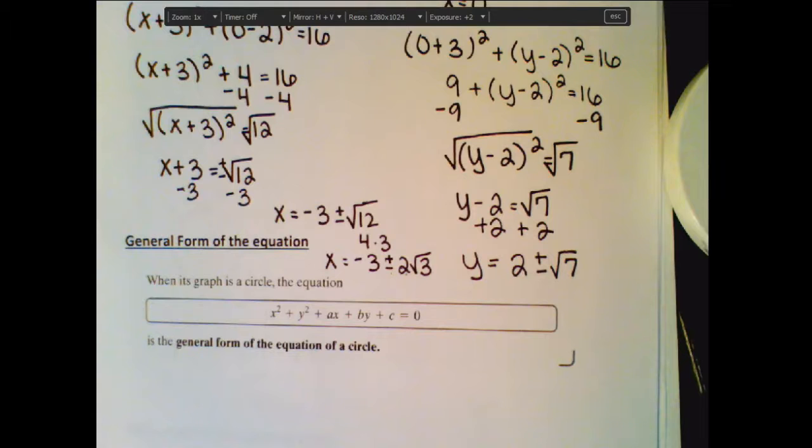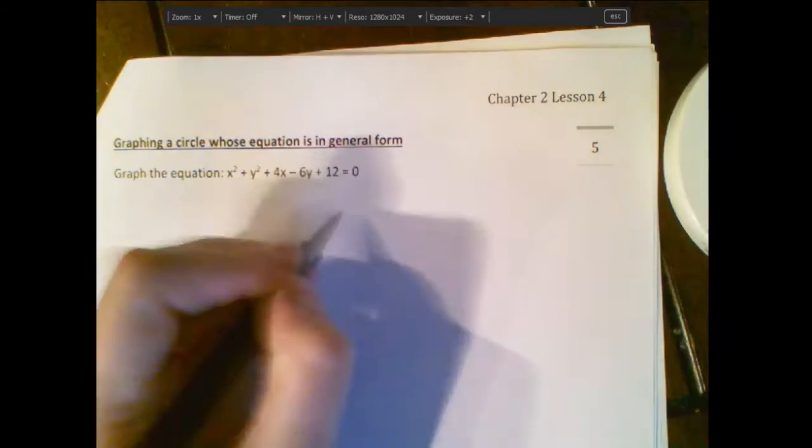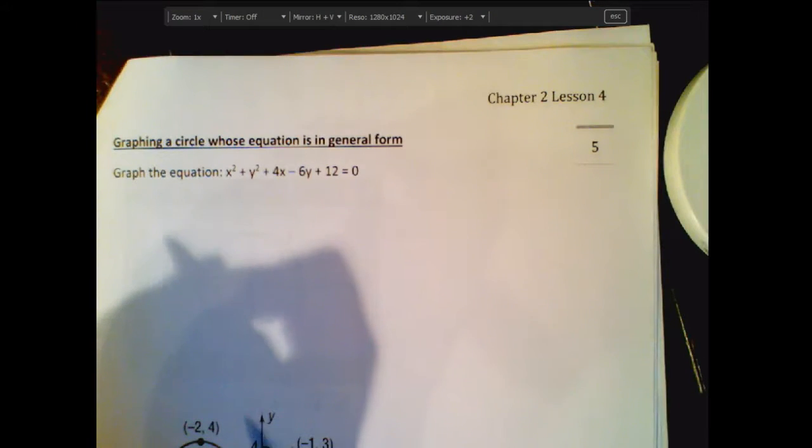So this is the general form, which is x squared plus y squared plus ax plus by plus c equals 0. We are going to work on graphing a circle whose equation is in the general form. So we're given the general form, and what we want to do is graph this.